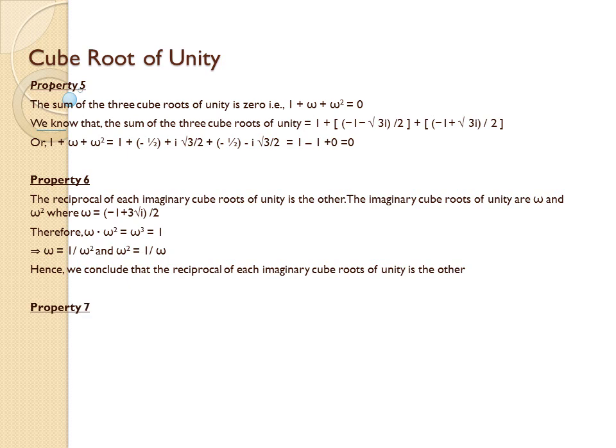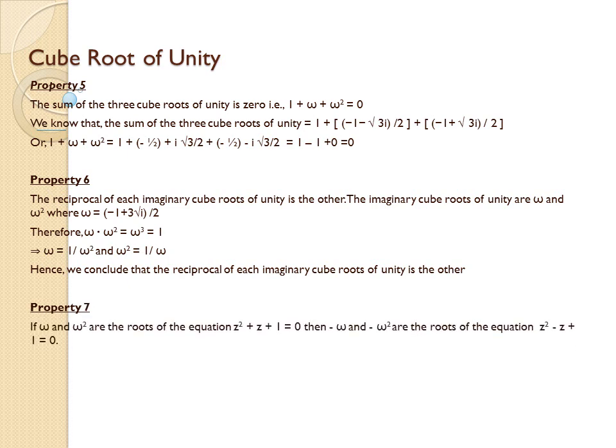Next one is property number 7. Property 7 is, if omega and omega square are the roots of the equation z square plus z plus 1 equal to 0, then minus omega and minus omega square are the roots of the equation z square minus z plus 1 equal to 0. Check the sign. One is z square plus z plus 1 equal to 0, another one z square minus z plus 1 equal to 0. Property 8, that is the last property. Cube roots of -1 are -1, minus omega, and minus omega square.